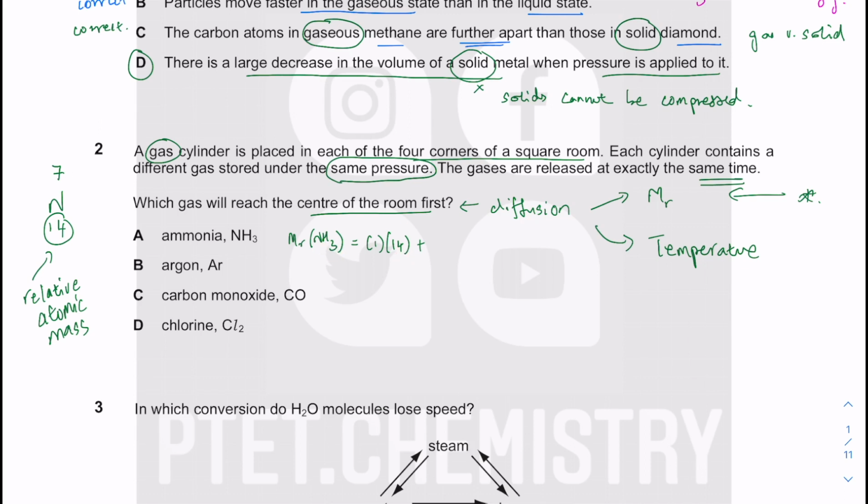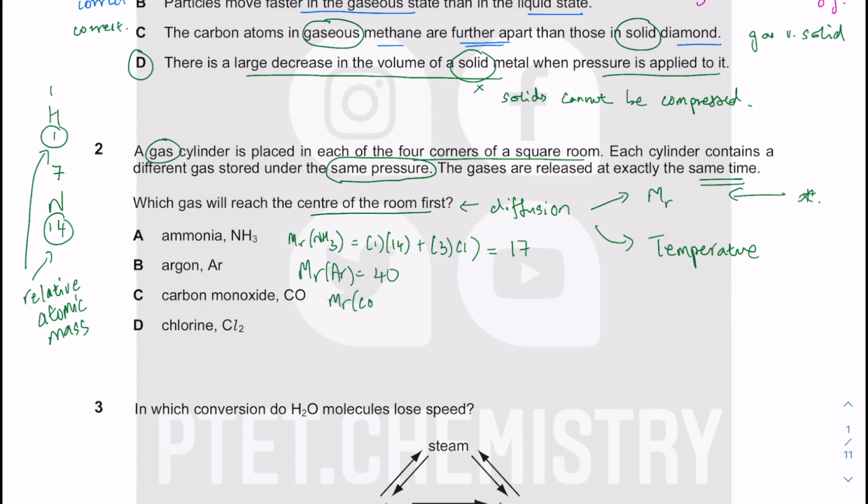Now you have 3 hydrogen, so you have 3 times 1. Because hydrogen shows as 1 and 1, we use the number at the bottom because it's the relative atomic mass. 14 times 1 is 14, 3 times 1 is 3, 14 plus 3 is 17. Do the same for argon. You can see argon is just a single atom, and from the periodic table, argon is just 40, a single atom.